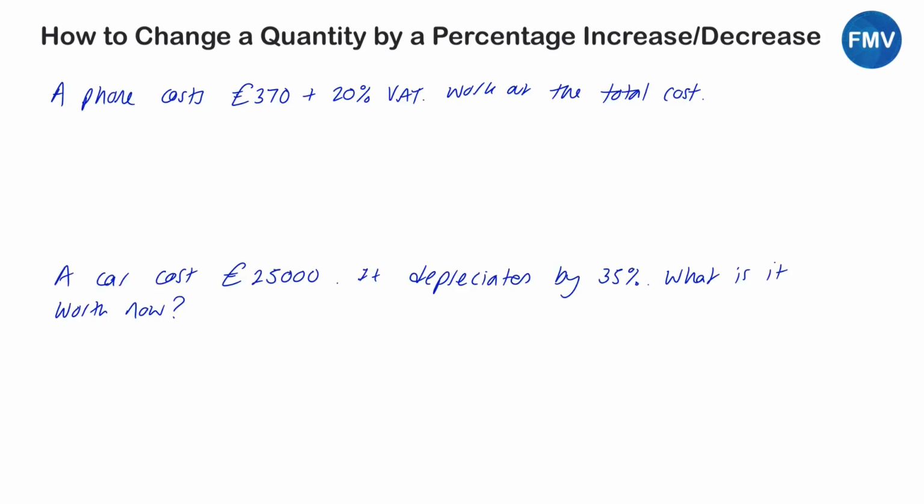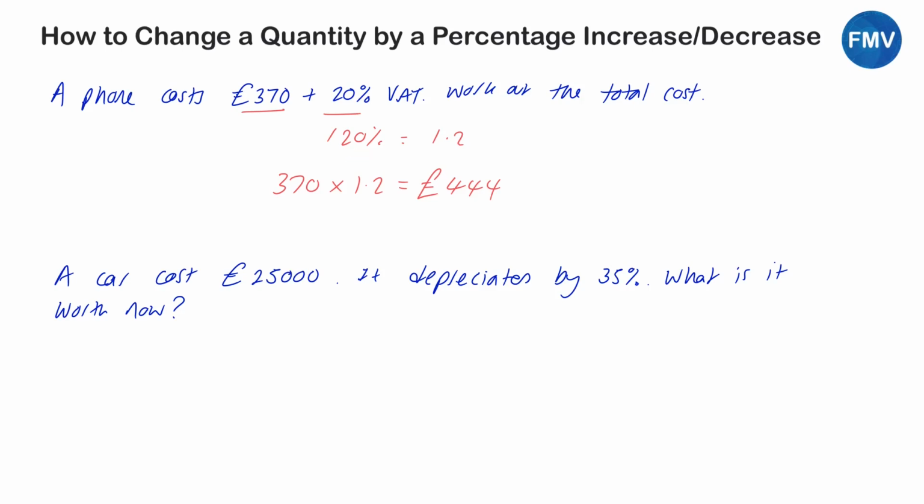Okay, let's do these next two questions. Let's try and make it a little bit more succinct. So a phone costs £370, that's our 100%, and we're going to add 20%. So we're adding 20% to our 100%. That's 120%. 120 divided by 100 gives you 1.2. So what we've got here now is 370 multiplied by the 1.2, and that will give us our new amount, and that's £444. Just a quick recap here. The 120 divided by 100.